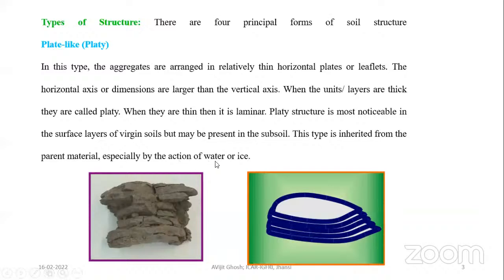Basically, they are due to the action of water, the role of water in weathering. When water reacts with rock matter, due to its abrasive forces, the upper parts of the rocks disintegrate and they form plate-like structure.